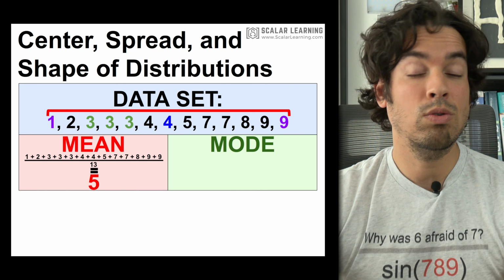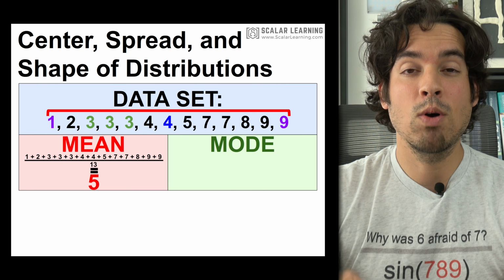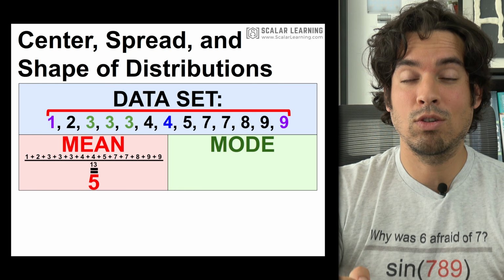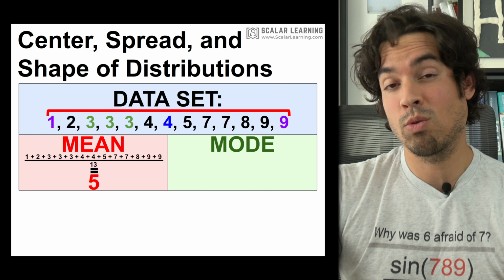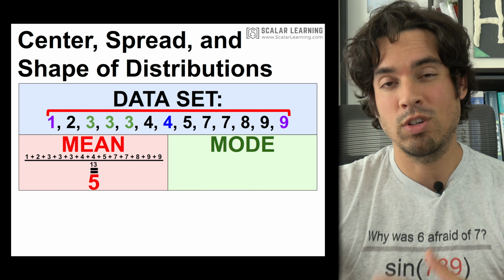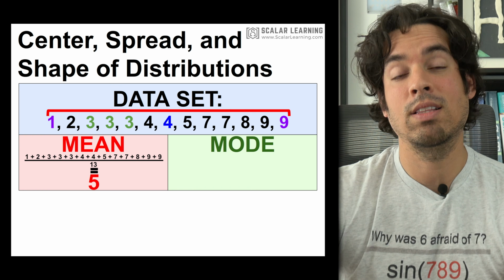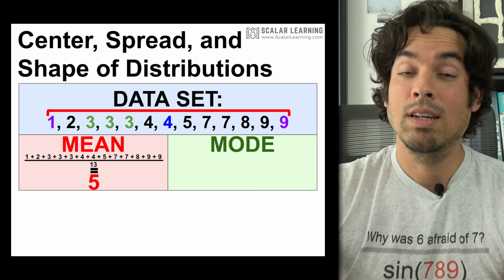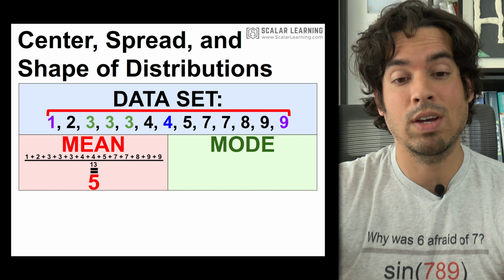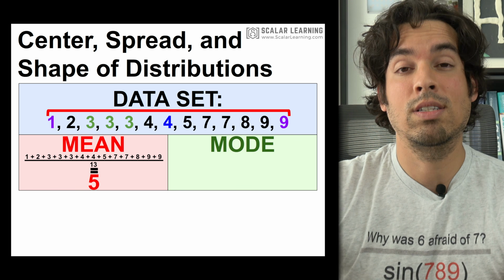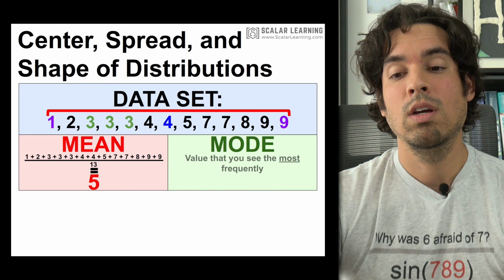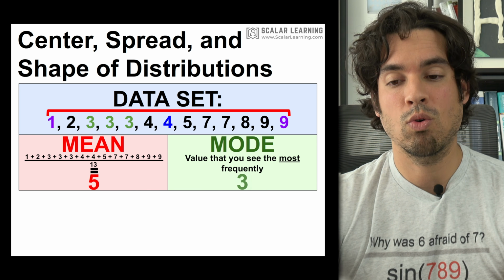All right, next you also need to know, what is the mode? The mode value is the value that you see the most frequently. Mode kind of sounds like most, so you can use that to help yourself remember what mode is. And again, in green, I've highlighted the mode, which is 3. Now, it's not the biggest value, it's not 9, it's the one you see the most. Therefore, the mode, the value you see the most frequently, is of course 3.